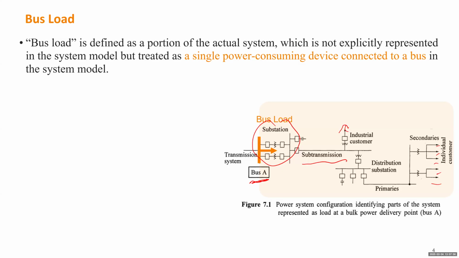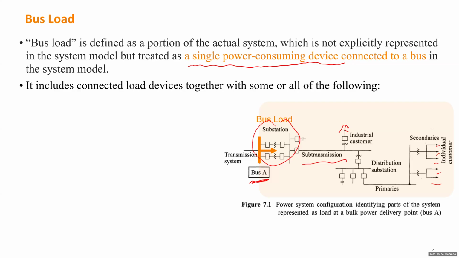So bus load is a concept which is utilized to treat the entire portion under a substation, including the sub-transmission systems and distribution system and all the customers, as a single power consuming device. It's a fictitious device, like if you replace this entire region by a single device. That single device can be utilized to represent what happens in that area in the stability study. So that's the purpose of the definition of the bus load.